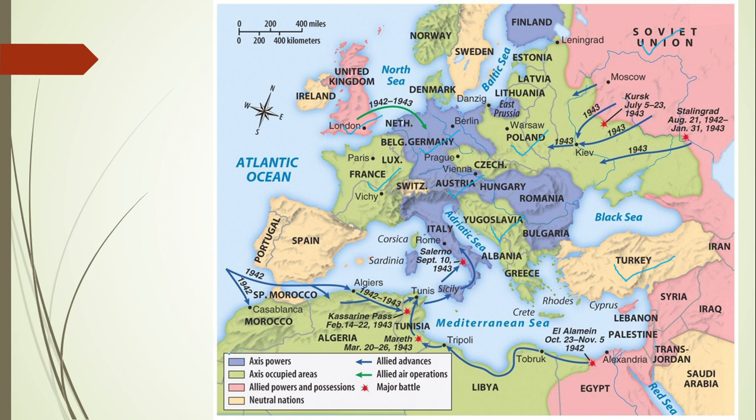Shown there, these are the blue colored Axis powers, then the green ones are the Axis power occupied areas, then the pink ones are the allied powers that are in position, then the neutral nations are Spain, Portugal, Sweden, Ireland, Switzerland, and Turkey. They were the neutral nations that we must know about in the First World War, sorry, in the Second World War.